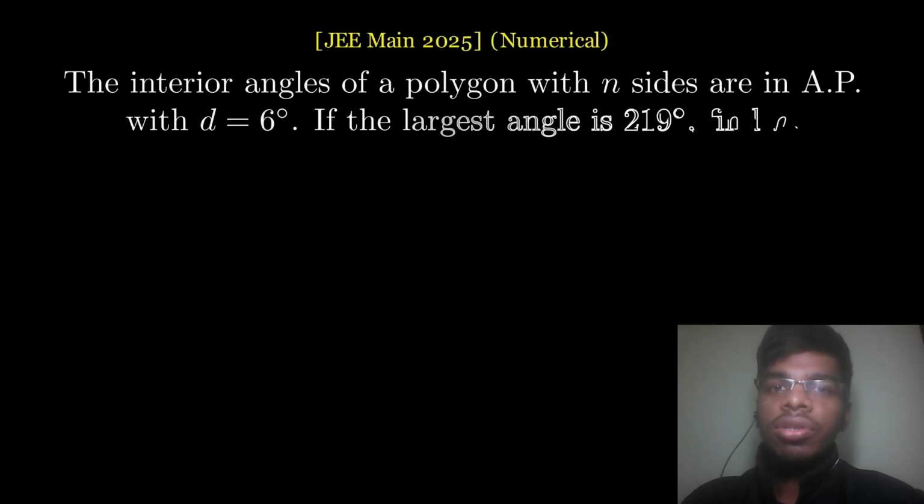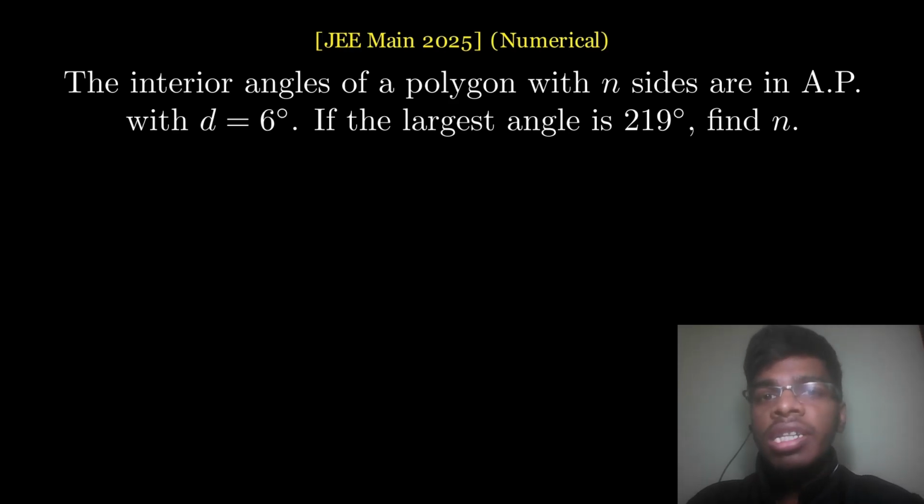Let's move on to the next question, which is a numerical answer type, and it has appeared in the 2025 session. Over here, we are given the interior angles of a polygon with n sides in arithmetic progression, with a common difference of 6 degrees, and the largest angle is 219 degrees. Now notice that we are given the interior angles, so definitely they will have to be positive, and also we are given that the difference too is positive. Now if an AP has the first term positive and the difference too is positive, then definitely the largest term would lie at the very end of the list, right? So our nth term will be actually 219, which is the largest.